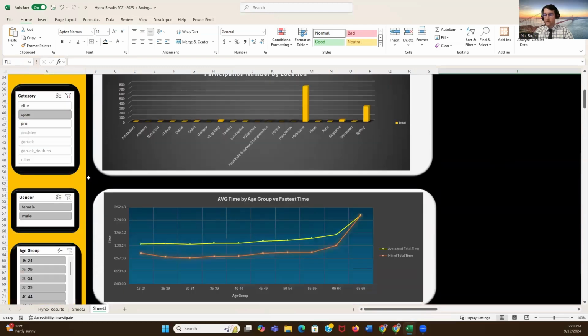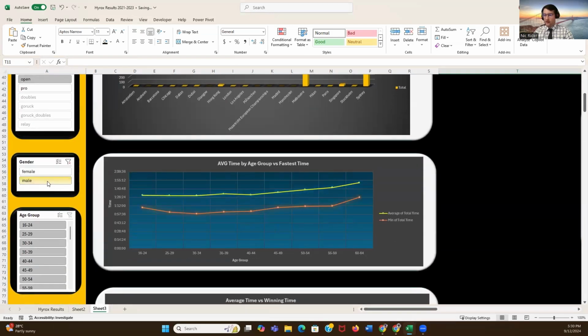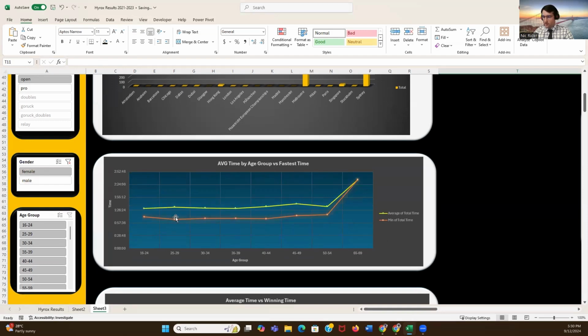We'll go to open. Okay. And I'm just going to do male and female. Okay, so both men and women get to see where they're at. So go to the female one first because it's up top.